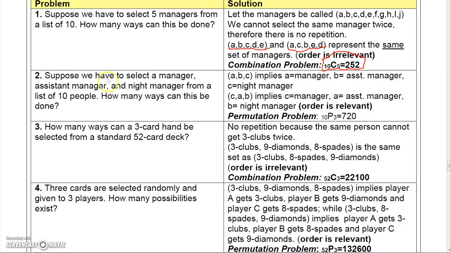Now here, suppose we're going to select a manager. In other words, we're going to assign a manager, an assistant manager, and a night manager to 3 of these 10 people. How many ways can this be done? Well, again, we're not going to assign manager, assistant manager, and night manager to the same person, so repetition wouldn't make sense. And if we chose them in this order, A, B, and C, then A would be the manager, B would be assistant manager, C would be night manager. But notice we can also assign them different ways. We could let C be manager, A be assistant manager, B be night manager. So that would be something new. That means that the order is relevant here, so that would be a permutation problem, 10P3.